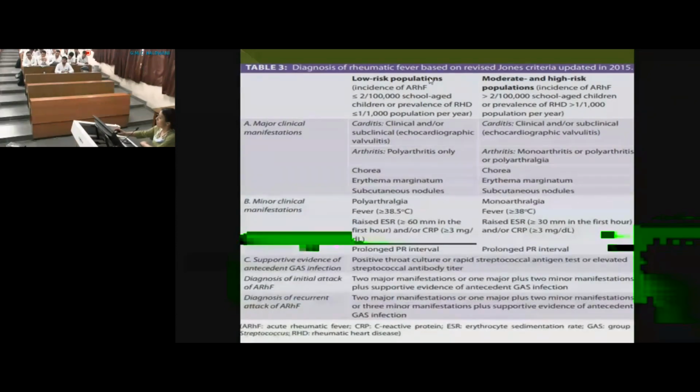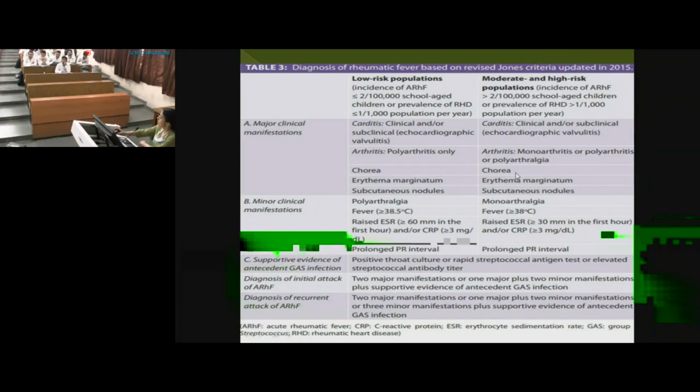So this is the low risk population. Low risk is an incidence of rheumatic fever less than 2 per 1 lakh, and prevalence of heart disease less than 1 per 1,000. Moderate and high risk is incidence of rheumatic fever more than 2 per 1 lakh and prevalence of rheumatic heart disease 1 per 1,000. So again, carditis is same, clinical or subclinical on echo. In arthritis, in low risk population, it's only migratory. Here you can have monoarthritis or polyarthritis or polyarthralgia.